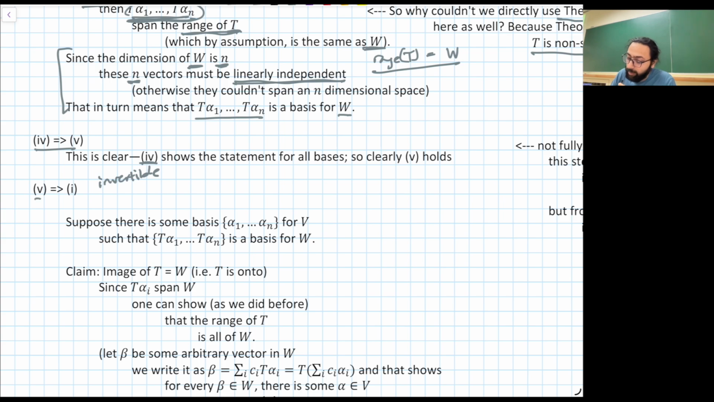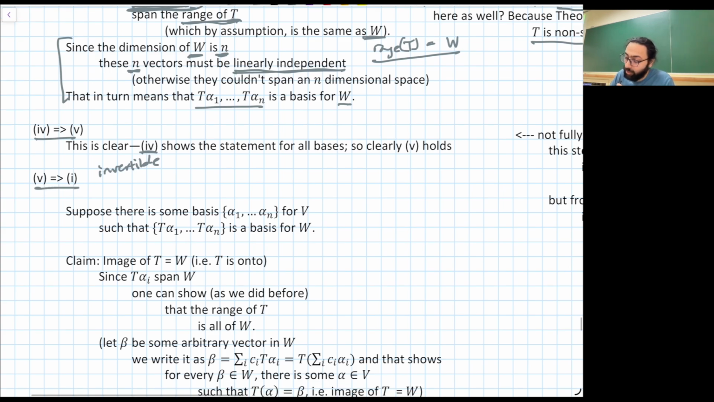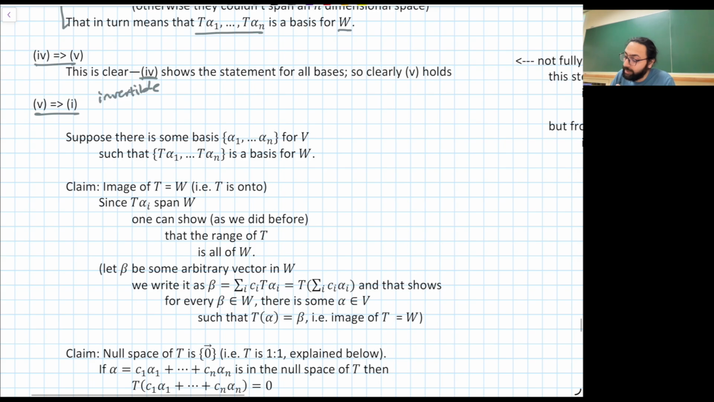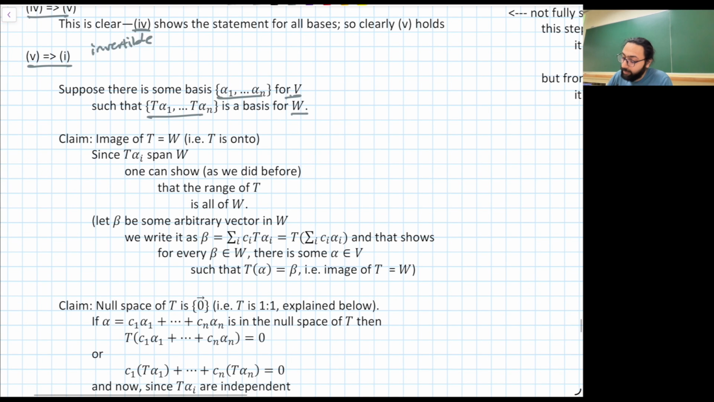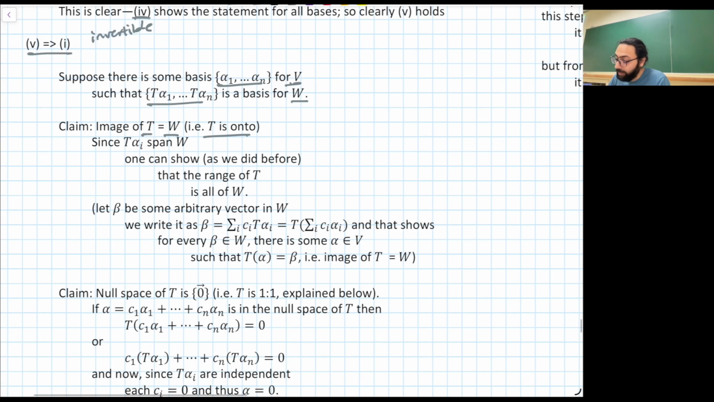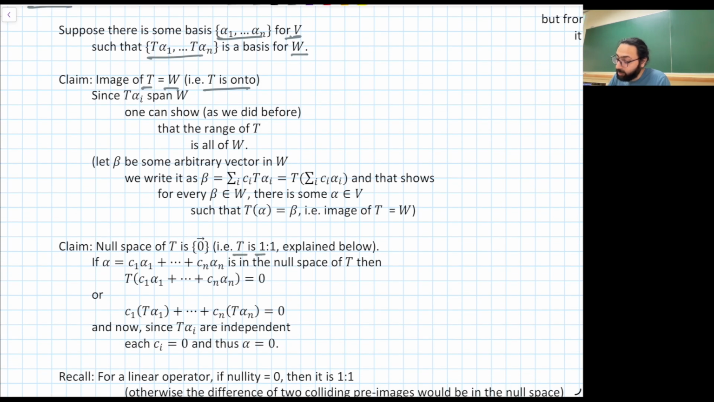And now we do the last step, which is interesting because you're going from 5 to 1. Suppose there exists some basis alpha 1 to alpha n for V such that T alpha 1 to T alpha n is a basis for W. So we're at the final round now. The first claim is that the image of T matches W. That is, we try to prove that T is onto. And in the next step, we prove that T is 1 to 1. Then these two properties together will tell us that it is invertible, because that's all we need for invertibility in general. So that is the strategy.